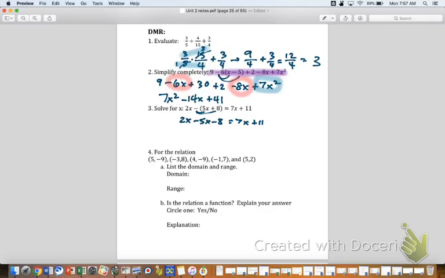No. The x's can be... There's a bunch of x's, yeah. So the 2x minus 5x, what's that? Negative 3x. So it'd be negative 3x minus 8 equals 7x plus 11. Any other simplifyings that could be done?